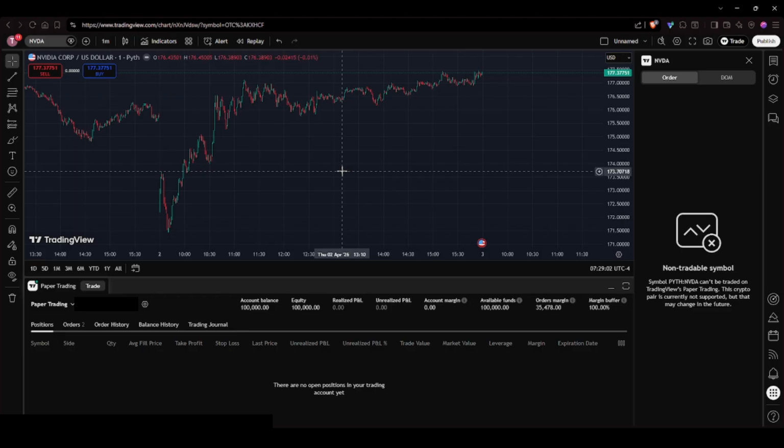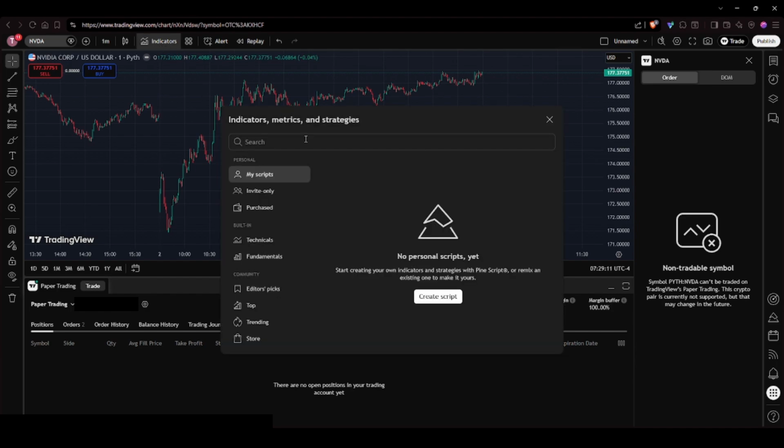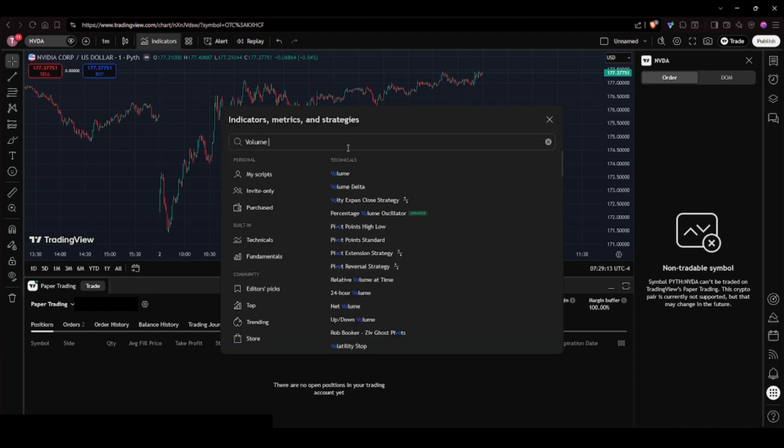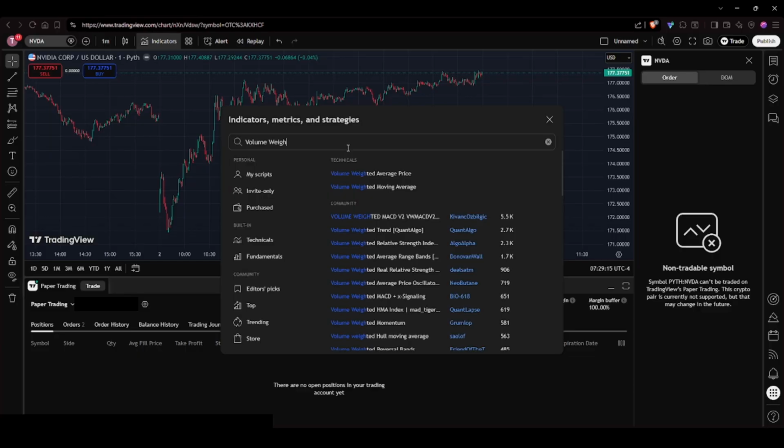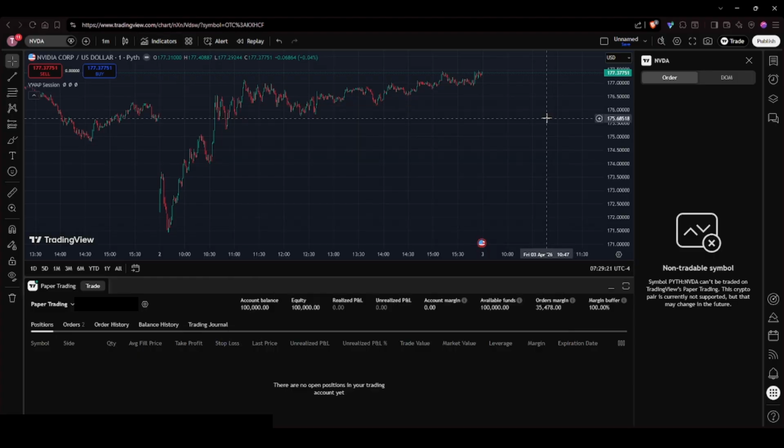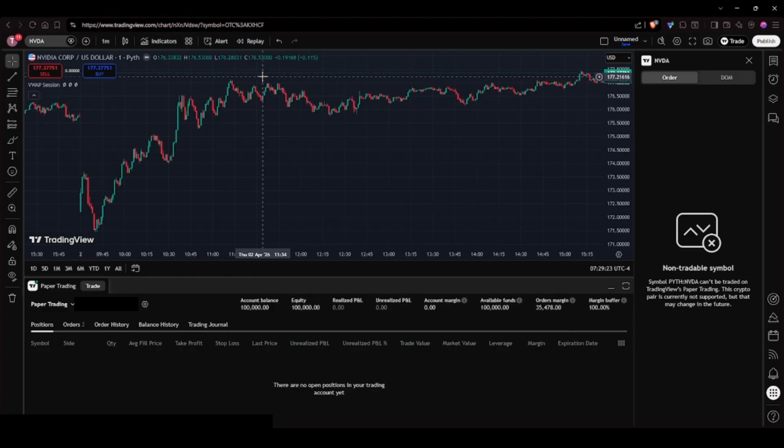Firstly, log into your TradingView account and select a chart for the financial instrument you want to analyze. In the upper left corner, click on the Indicators icon, which looks like a small bar chart. In the search bar that appears, type VWAP. Click on the VWAP indicator from the results, and it will automatically be added to your chart. You should now see a line representing the VWAP price, which adjusts throughout the trading session.